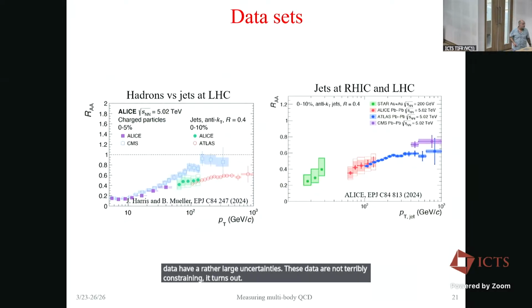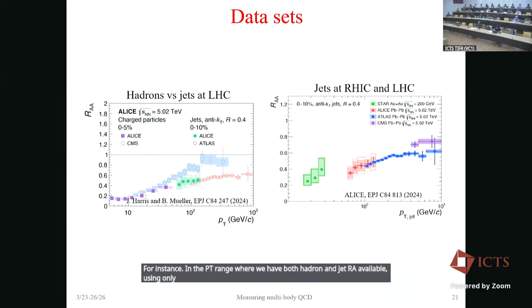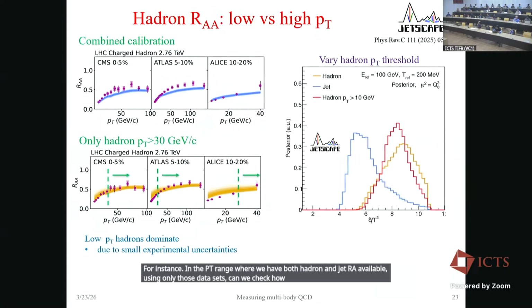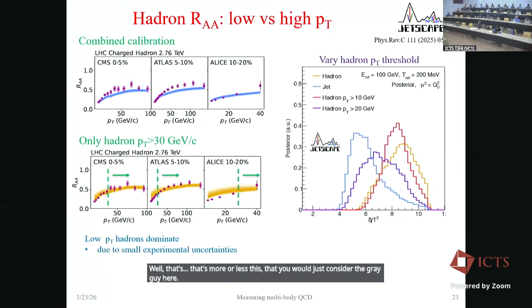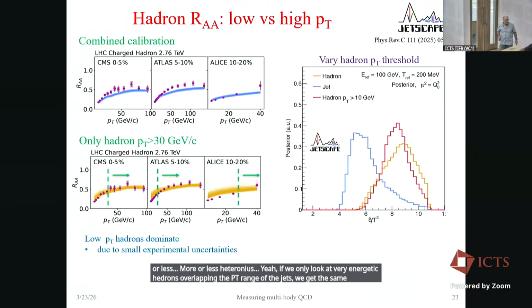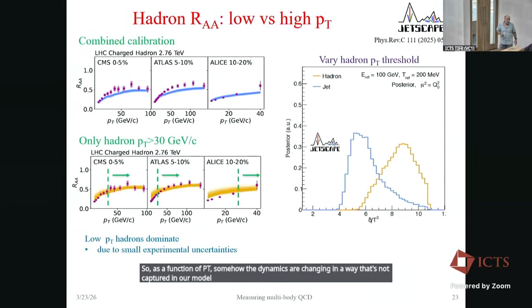So my question is, in the PT range where we have both hadron and jet data available, using only those data sets, can we check how they compare? Well, that's more or less this. You would just consider the gray guy here. If we only look at very energetic hadrons overlapping the PT range of the jets, we get the same answer. So as a function of PT, somehow the dynamics are changing in a way that's not captured in our model. That's the lesson.